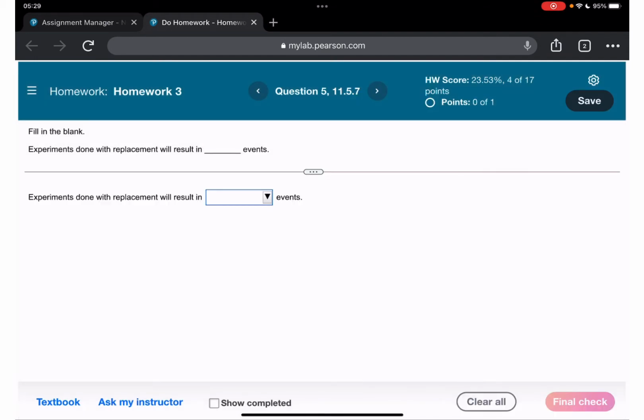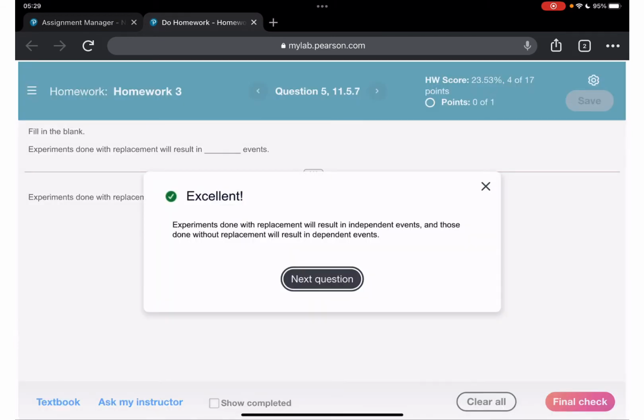So for an experiment done with replacement, we have a group of 10 states. We took out 2 states and then we put them back. Okay, so we gain the same 10 states. Therefore they don't depend on each other, right? Therefore, this is going to be an independent group. Excellent. Moving to next one.